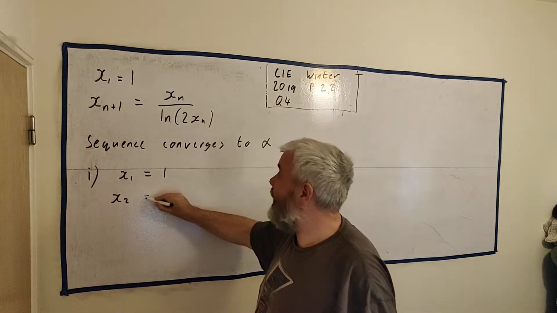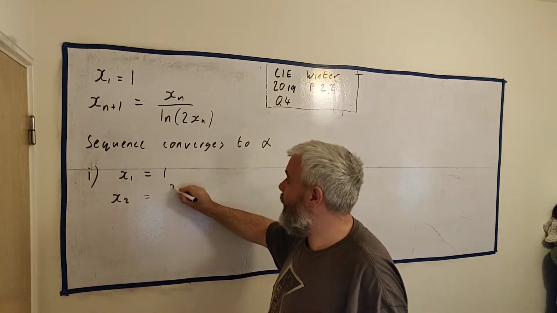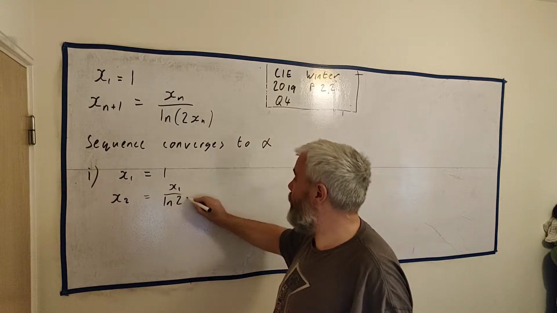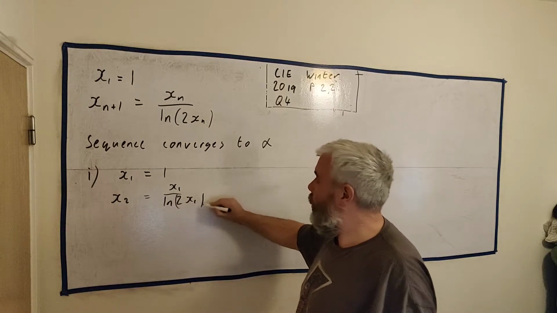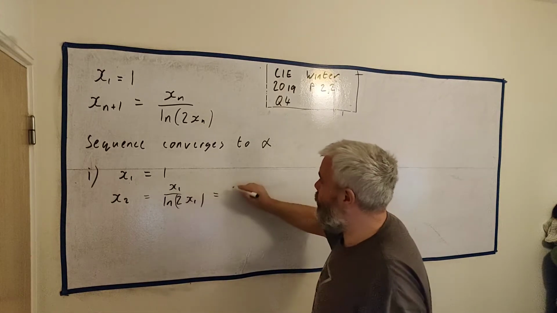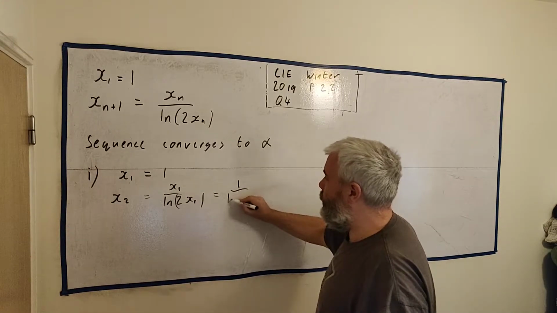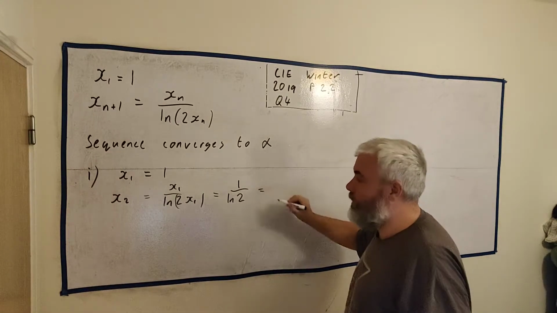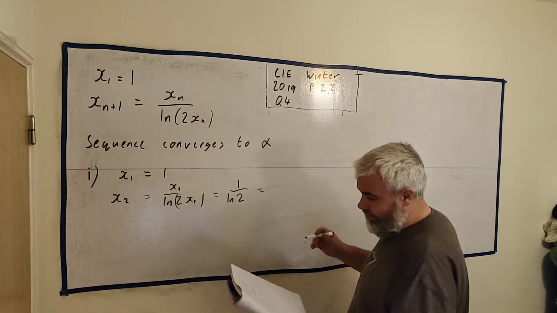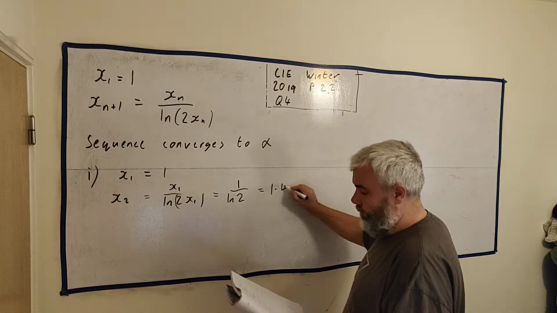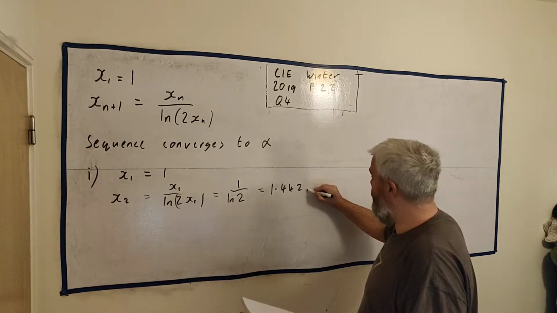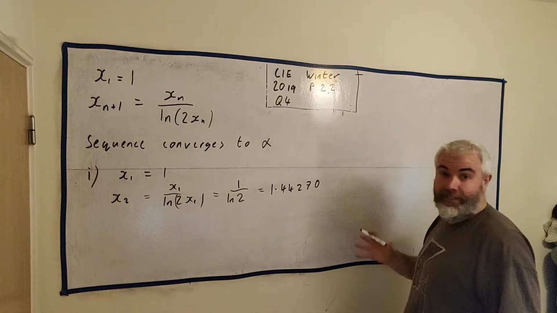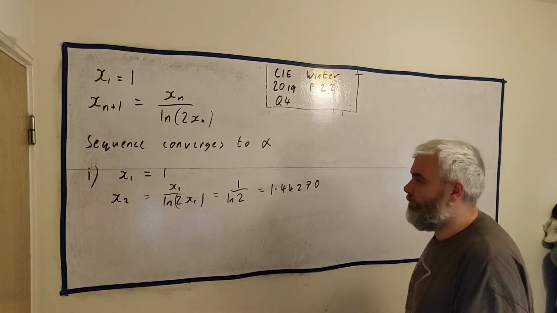So it tells us that x2 is equal to x1 over natural log of 2 times x1. Or another way to write that is 1 over natural log of 2 times 1, which is equal to 1.44270. That's to 6 significant figures. It asks us to write them out.